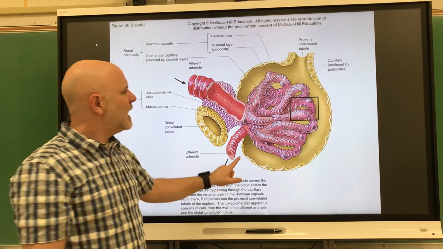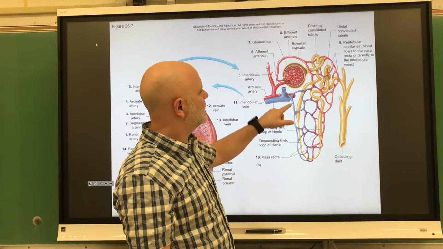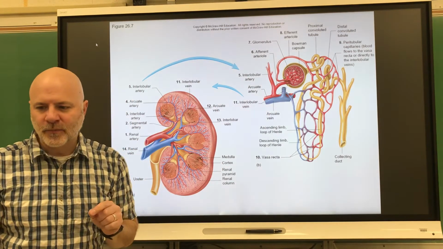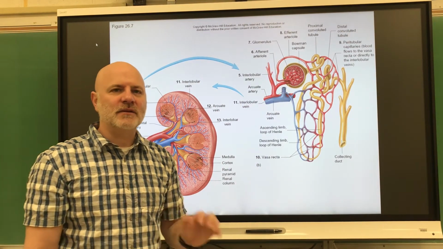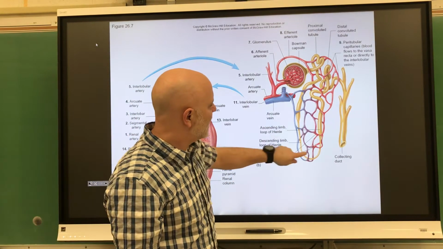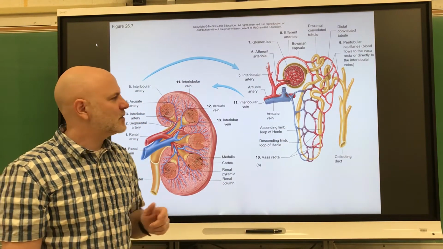Next, if we come back to this picture here, next are the peritubular capillaries. These are the peritubular capillaries here. These are vessels that surround the proximal convoluted tubule and the distal convoluted tubule. Next are the vasa recta. These are the vasa recta down here. These are vessels that surround the loop of Henle.